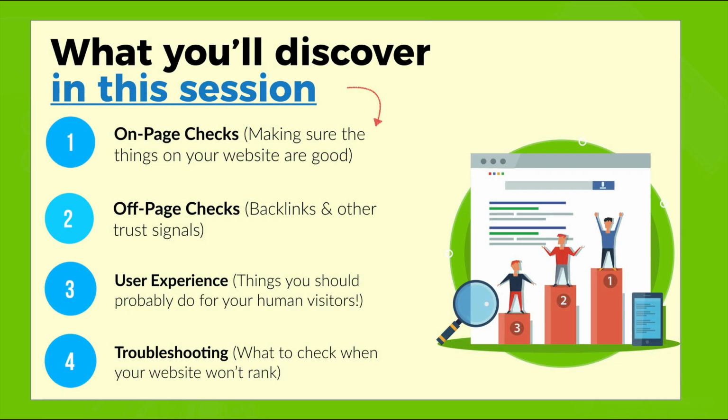So we're going to be talking about on-page checks, like the stuff that you put on your website, and how that impacts your rankings. Want to make sure that everything's good there. We're also going to be talking about off-page checks. So that's usually things like backlinks, citations, all that stuff, trust signals. We're going to be talking about user experience, things that you should probably do for your visitor. Now, this tends to be kind of like an indirect signal, but it's very important if you want to rank on Google. And I'm going to go over some troubleshooting as well. What happens when your website just won't rank? These are the other checks.